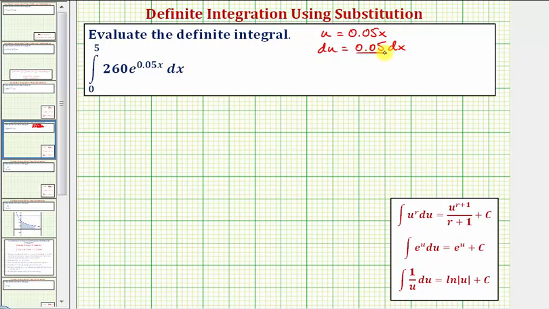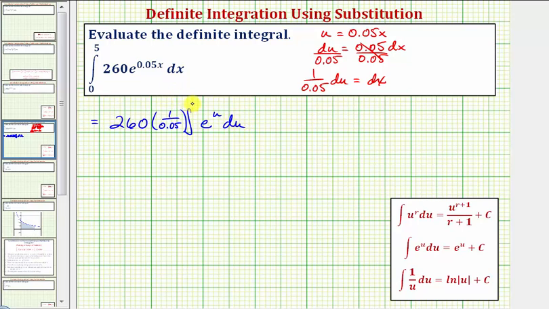Let's solve this for dx by dividing both sides by 0.05. Simplifying, we have 1 divided by 0.05 du equals dx. Now we'll write the integral in terms of u. Let's go ahead and factor out the 260. So we'd have 260 times the integral of e raised to the power of u, since u equals 0.05x. That leaves us with dx, and we now know dx is equal to 1 over 0.05 times du. So we'll factor out the fraction, and we have our differential u.